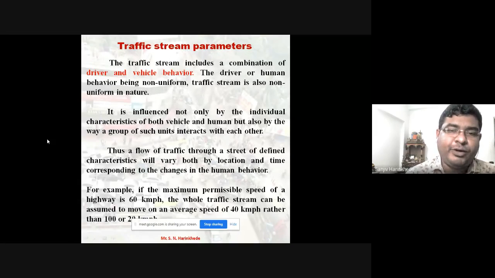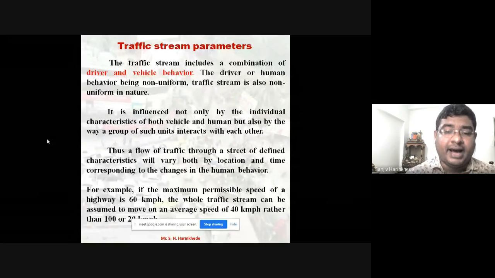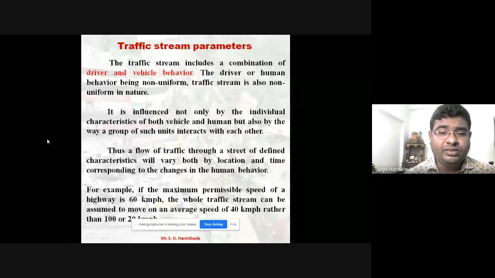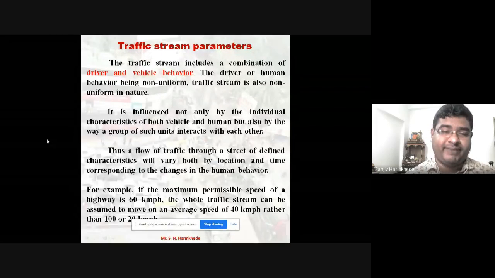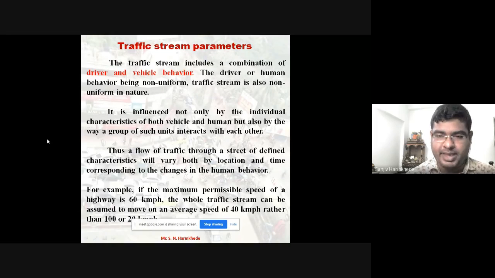It is influenced not only by the individual characteristics of both the vehicle and the human, but also by the way a group of such units interacts with each other. Thus, a traffic flow through a street of defined characteristics will vary both by location and time, corresponding to the changes in the human behavior.